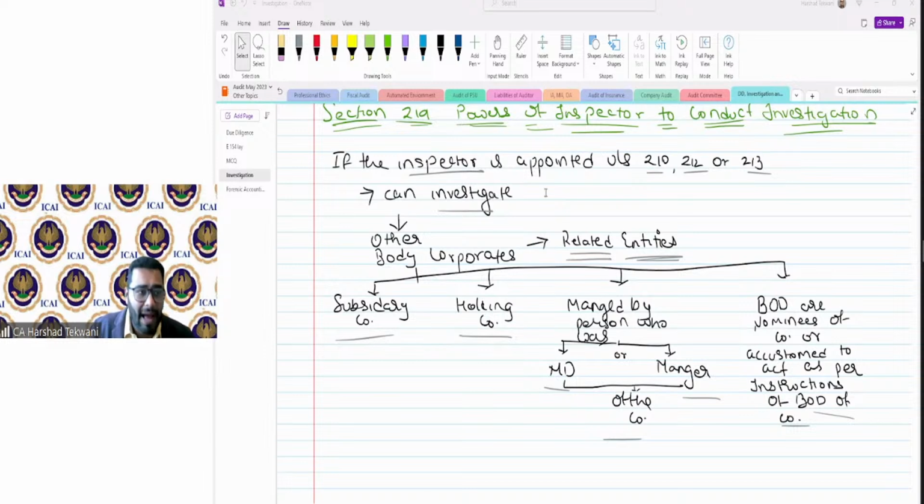This is a kind of summary about statutory investigation. Sections 210, 212, 213, other cases we saw, and 216, investigation into the affairs of the company.